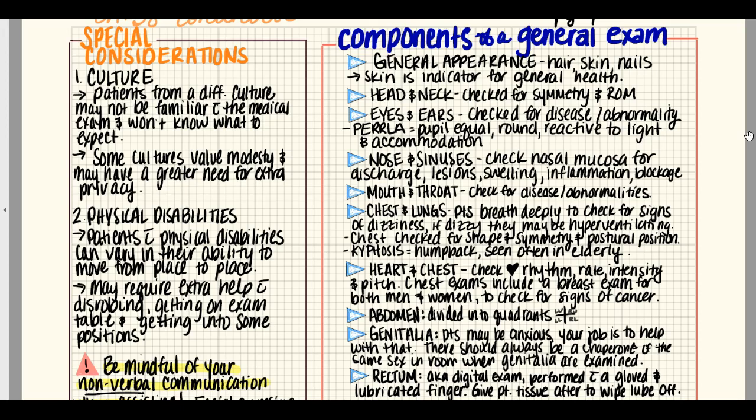Head and neck are checked for symmetry and range of motion. The eyes and ears are checked for diseases or abnormalities. PERRLA is where the provider will check the pupils for equal, round reactivity to light and accommodation, to make sure that they are tracking and the pupils can follow movement. Nose and sinuses, the provider will check nasal mucosa for discharge, any lesions, swelling, inflammation, or obstructions or blockages.